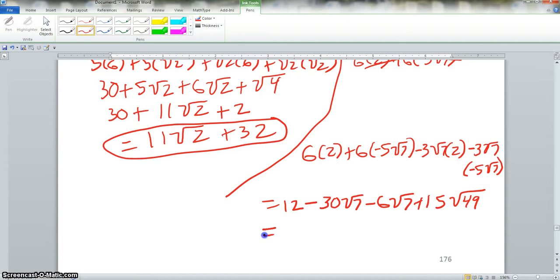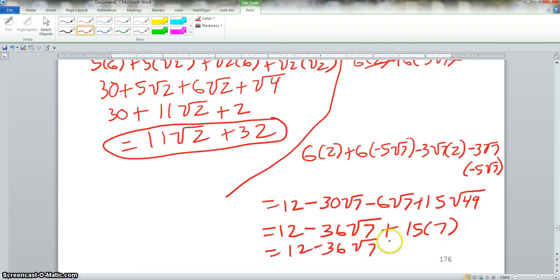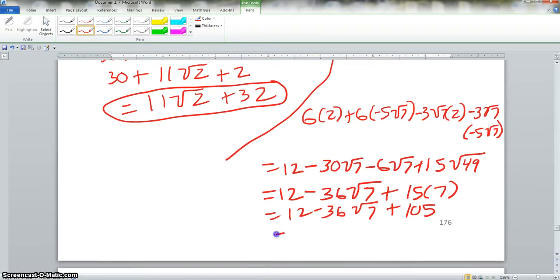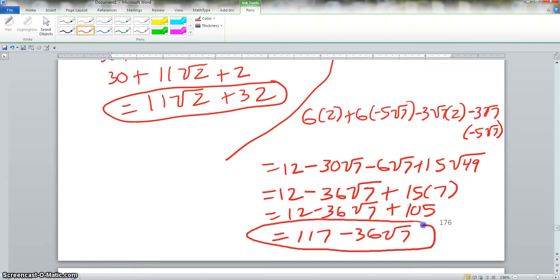So we had 12. Negative 30 square root 7 minus 6 square root 7 will give us a minus 36 square root 7 plus 15. And the square root of 49 is 7. So we would have 12 minus 36 square root 7 plus 15 times 7 is 105. So now we combine like terms, and we will end up with 117 minus 36 square root 7. And that's it.